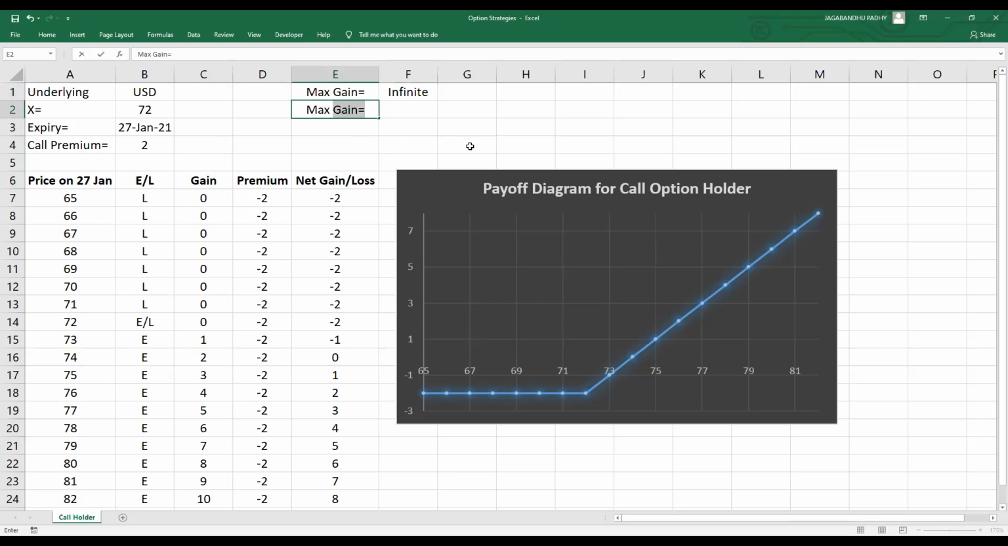What can you say about the maximum loss? What's the maximum loss? 2 rupees. You're not going to lose anything more than 2 rupees, because that's for a call holder.